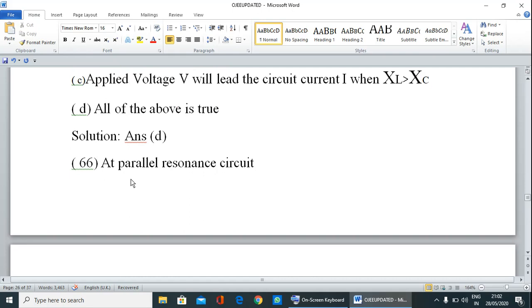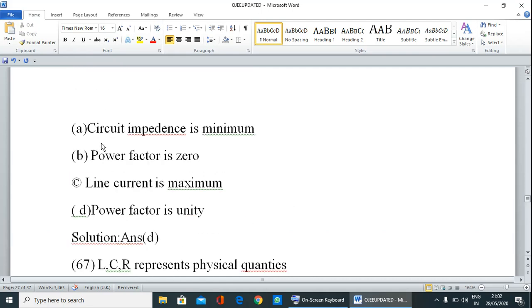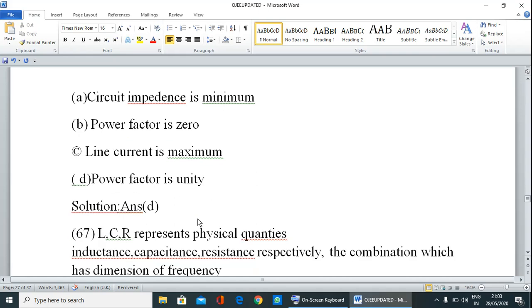Next question: at parallel resonance, the circuit impedance is minimum, power factor is 0, line current is maximum, or power factor is unity. The correct answer is power factor is unity. At resonance condition, the circuit behaves as a pure resistive circuit. In a pure resistive circuit, the phase angle is 0, therefore the power factor cos 0 is equal to 1. Therefore, power factor is unity.